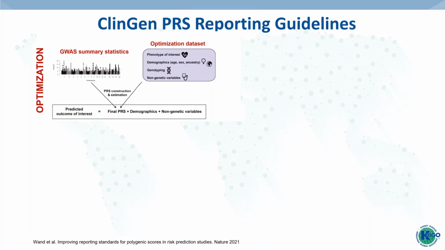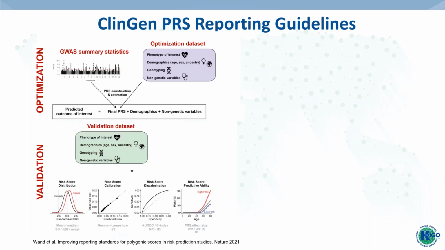And almost certainly after this step, the risk score will be overfitting. So we'll be overperforming. And so the second stage that is really critical is an independent validation stage. The validation stage also requires a well-phenotyped independent data set. And based on the validation data set, a set of standard metrics can be derived to test the performance and clinical utility of polygenic risk scores. This includes things like observing risk score distributions in cases and controls, testing risk score calibration, risk score discrimination, and the risk score predictive ability with tail effects, for example.